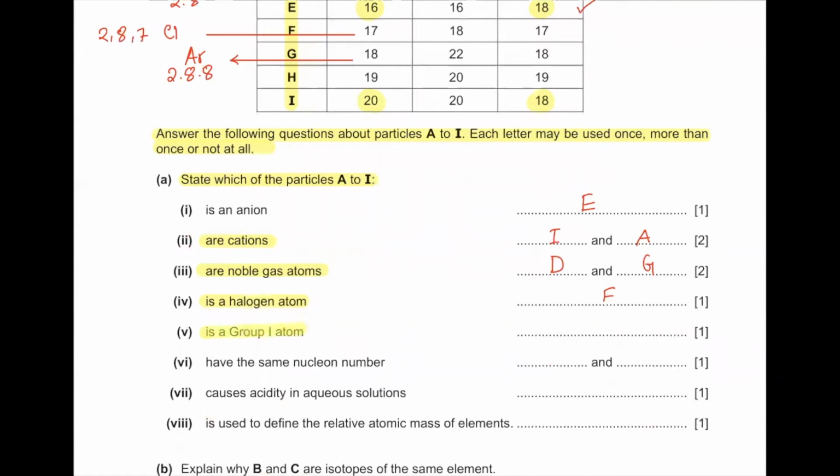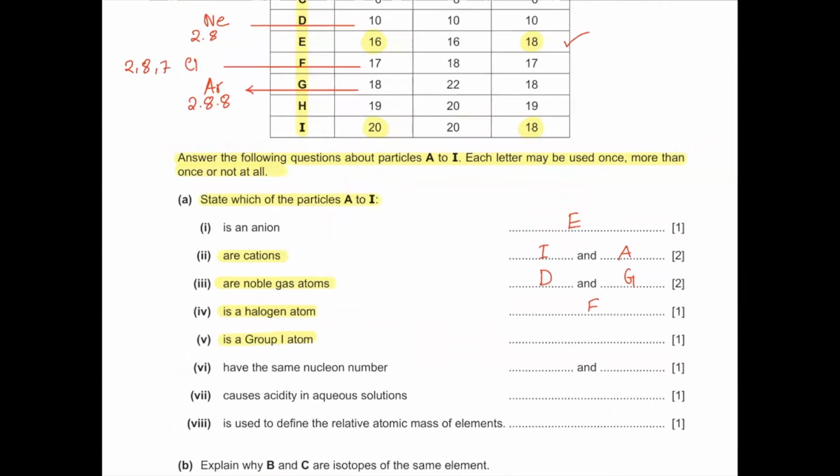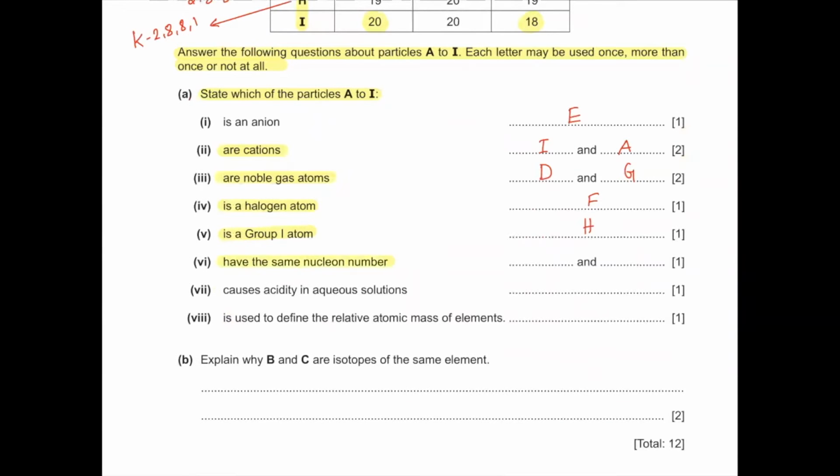Which is a group 1 atom? A group 1 atom must have 1 electron in its outer shell. You can see H has 1 electron in its outer shell. So 19 stands for potassium, electronic configuration 2,8,8,1.